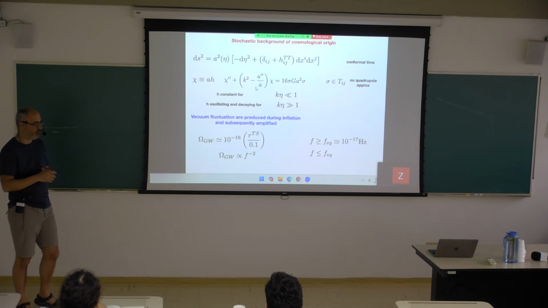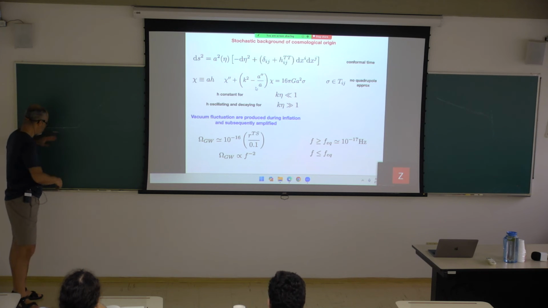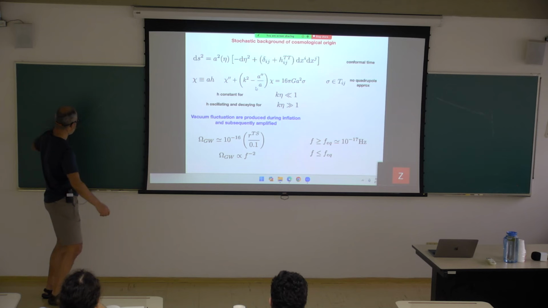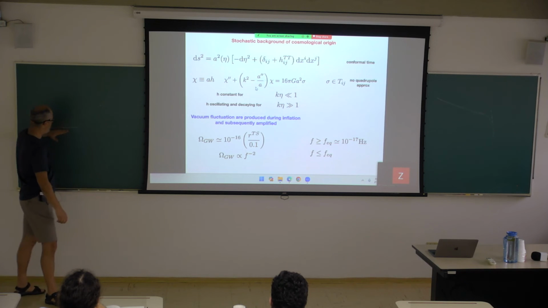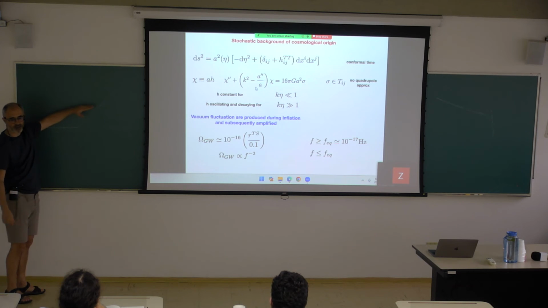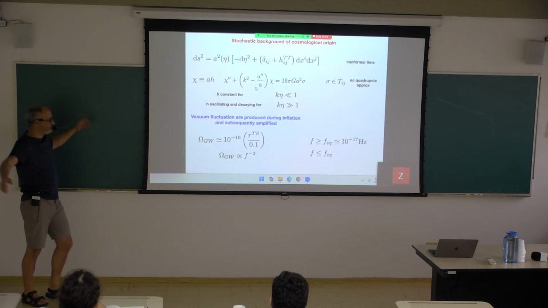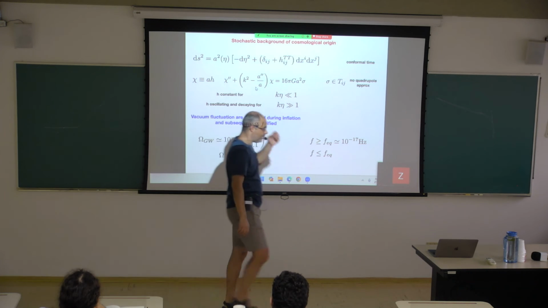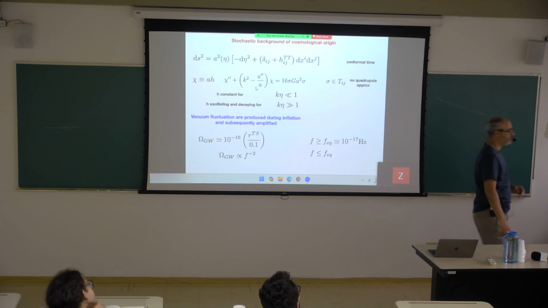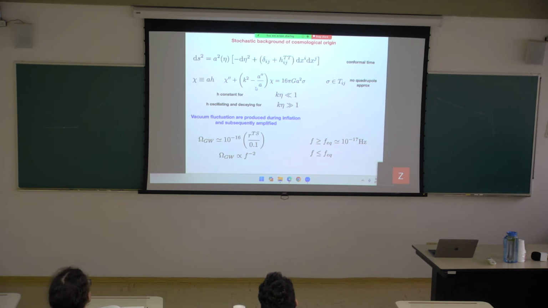It is a very well-known phenomenon. It has a flat spectrum, and then each wavelength generated here undergoes a different destiny according to the wavelength. The shorter wavelength will never or barely exit the horizon, will not be amplified. The larger wavelength will be amplified. In the end, you end up with a typical fluctuation produced during inflation and amplified in the subsequent cosmological evolution.